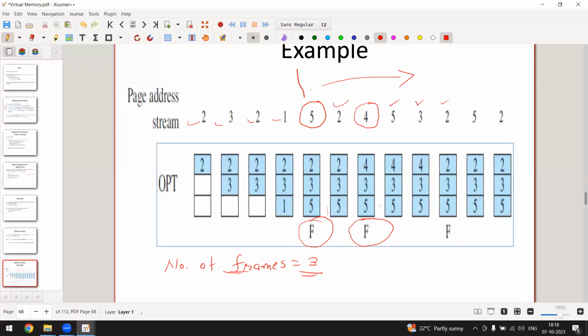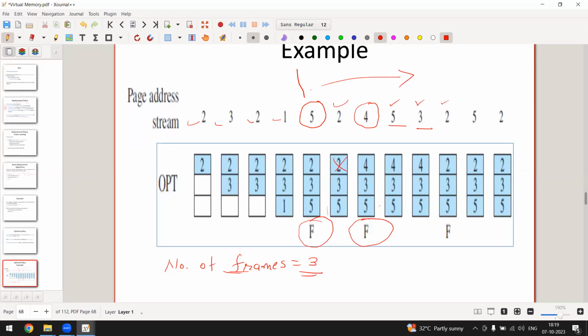So are you getting what you have to do? Look at the future and see the timings of the references. Whichever page is referenced very late or not referenced, that you have to swap out. So you can see that here I am swapping out 2 and instead of 2 I am bringing in 4. Again the next reference is 5, which is already there in the memory, no issues. Next reference is 3, so 3 is also there in the memory, no issues.